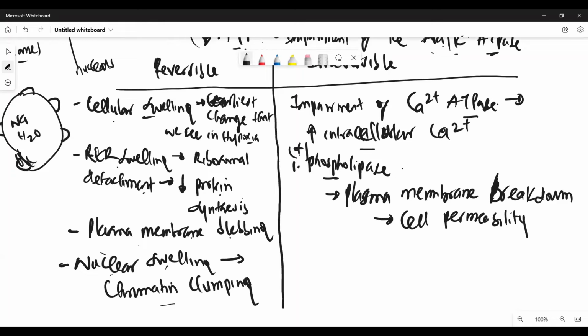And not only the plasma membrane, the cell membrane, will be affected, it can also affect the lysosome too. So the lysosome membrane can also be affected.